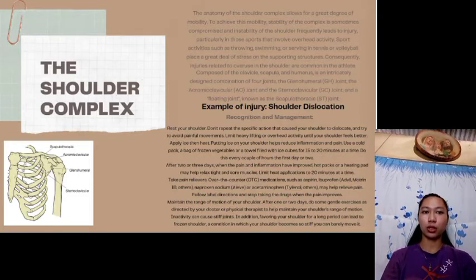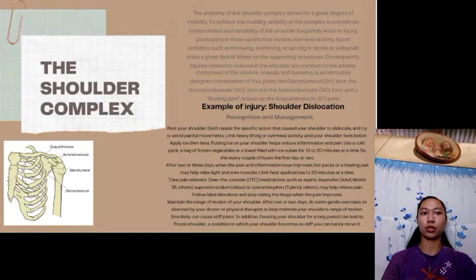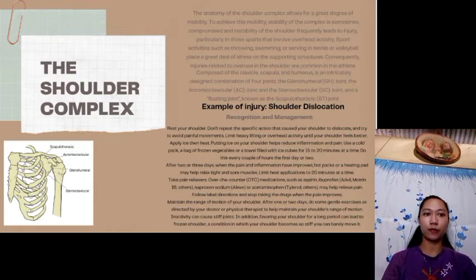Rest your shoulder, don't repeat the specific action that caused your shoulder to dislocate, and try to avoid painful movements. Limit heavy lifting or overhead activity until your shoulder feels better. And apply ice, then heat. Putting ice on your shoulder helps reduce inflammation and pain. Use a cold pack, a bag of frozen vegetables, or a towel filled with ice cubes for 15 to 20 minutes at a time. Do this every couple of hours the first day or two.